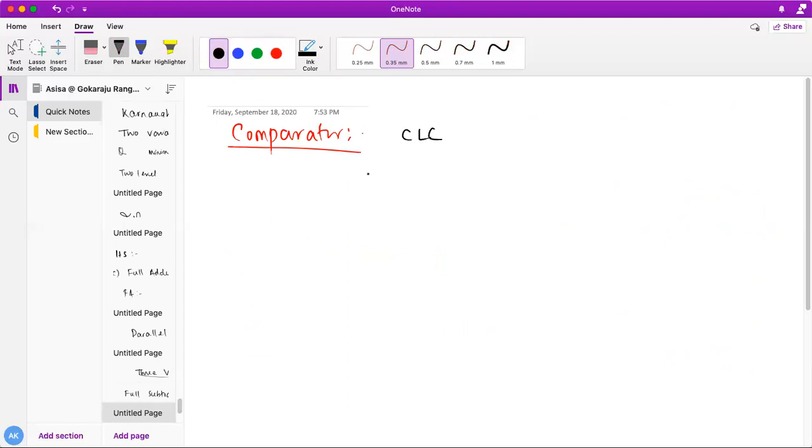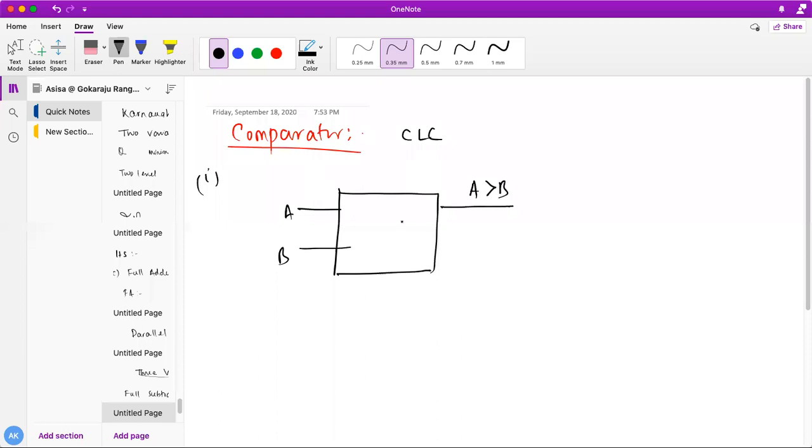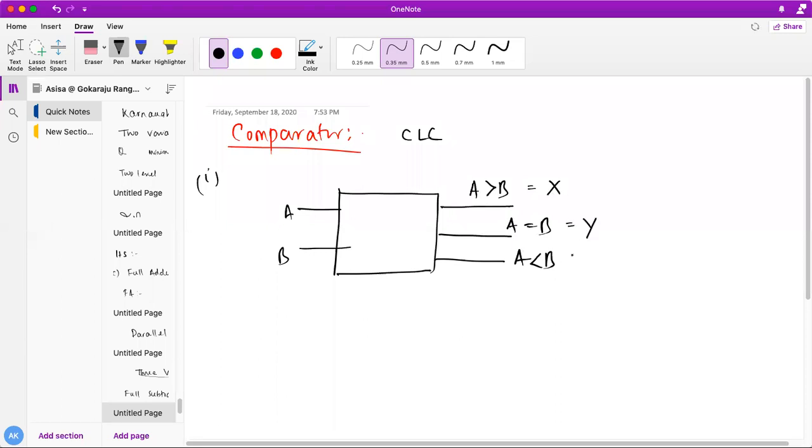A comparator is also a combinational logic circuit which compares two binary bits, and finally it produces the output: either A is greater than B, A is equal to B, or A is less than B. Am I correct, students? These are the three outputs we can expect, which are X, Y, and Z.